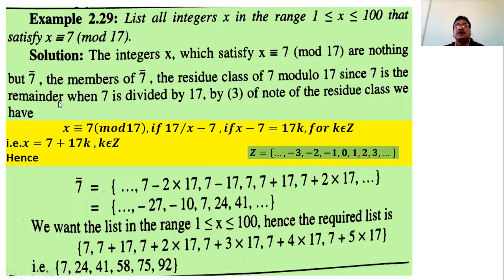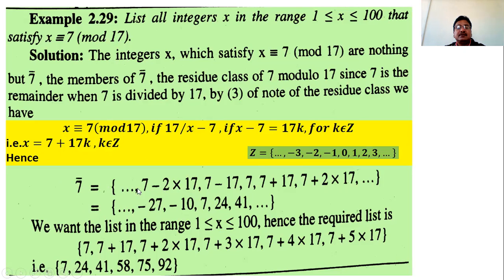The previous one is what? We have to find the integers in the range 1 to 100 that satisfy x is congruent to 7 modulo 17. So when x is congruent to 7 modulo 17, 17 divides x minus 7, and x minus 7 is equal to 17k, that is, x is equal to 7 plus 17k. Substitute k as minus 3, minus 2, minus 1, 0, 1, 2, 3. We have these elements of 7 bar, the residue class of 7 modulo 17.